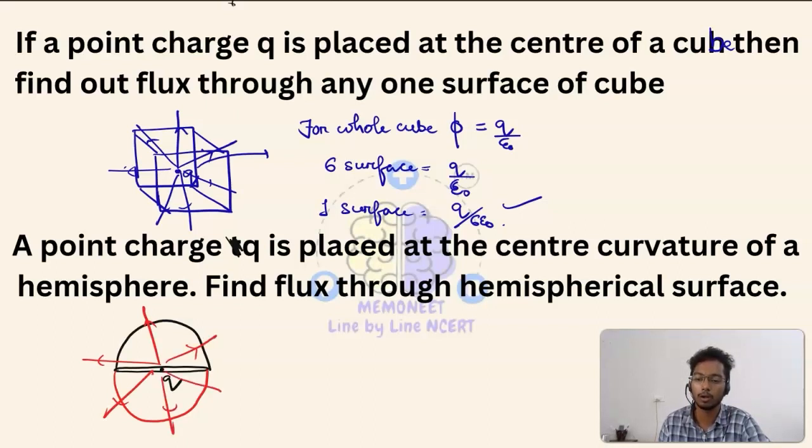For the whole sphere, what will be the flux? For the sphere we have q upon epsilon naught. Phi is equal to q upon epsilon naught. So for the hemisphere, that is half of the sphere, we have q upon 2 epsilon naught. It will be divided by 2 because we are taking it half. So this will be the answer.